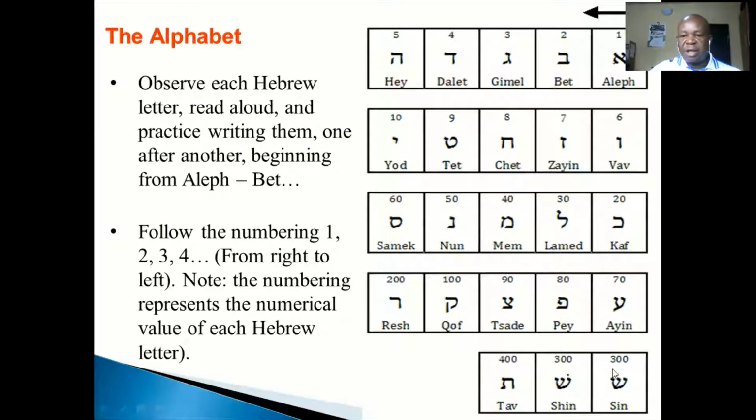You can see these two letters, Sin and Shin, have the same letter, meaning two of them are similar. They are related, they are brothers and sisters. Sin, Shin, 300 each. And then the final one is Tav. So all these numbers associated with these letters, we call them numerical value. So it's not as important as learning the letters, Aleph, Bet, Gimel, and so on.